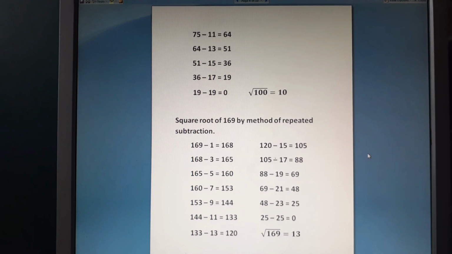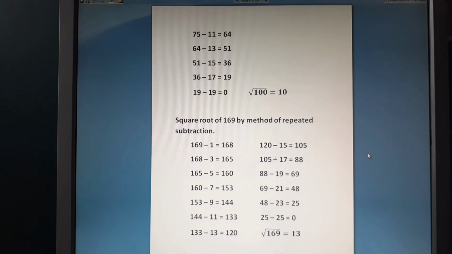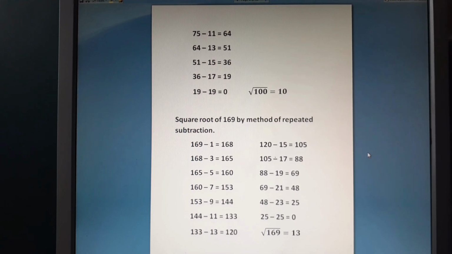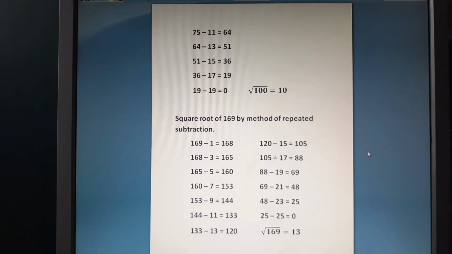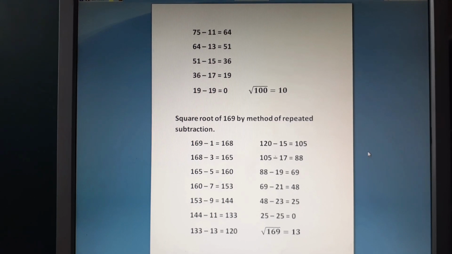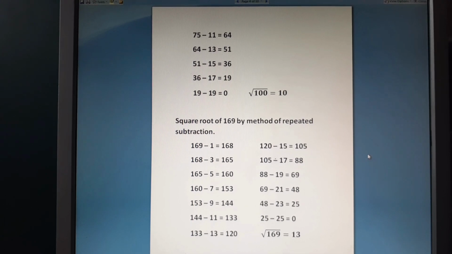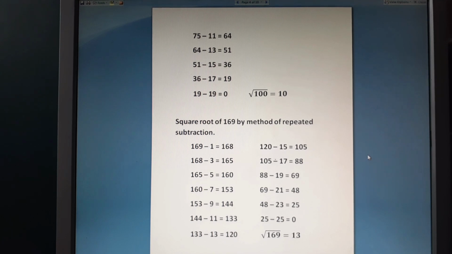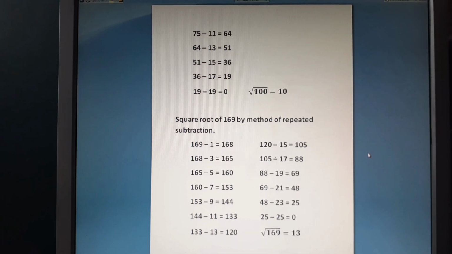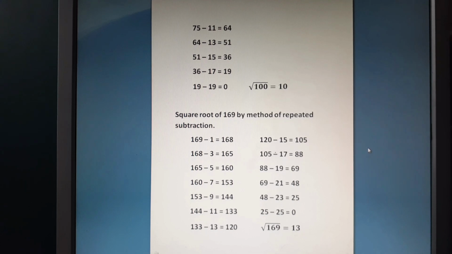165 minus 5 is equal to 160. 160 minus 7 is equal to 153. 153 minus 9 is equal to 144. 144 minus 11 is equal to 133. 133 minus 13 is equal to 120. 120 minus 15 is equal to 105. 105 minus 17 is equal to 88. 88 minus 19 is equal to 69. 69 minus 21 is equal to 48. 48 minus 23 is equal to 25. 25 minus 25 is equal to 0.